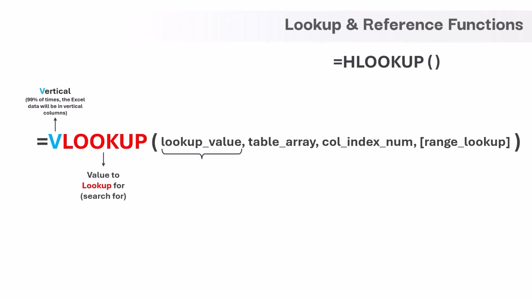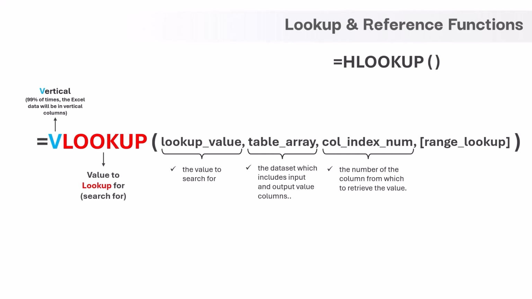The first argument is the lookup value, and it's the value we are going to search for. The second argument is the table array, and this table or dataset must include the references of input and output values. Next is the column index number, and it is the column number in the input table or dataset from which the output value needs to be extracted. The last is the range lookup, and the input for this is either true for approximate match and false for exact match. Most of the time, the input for this argument will be false or 0.